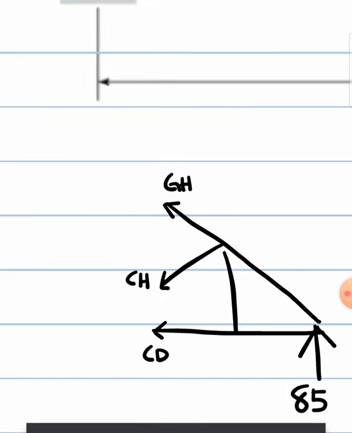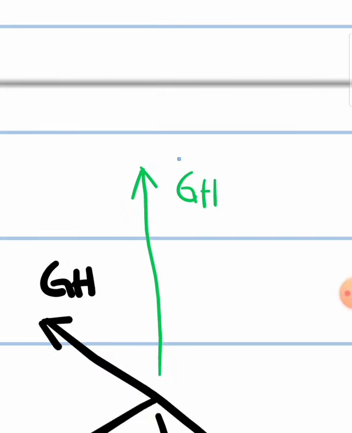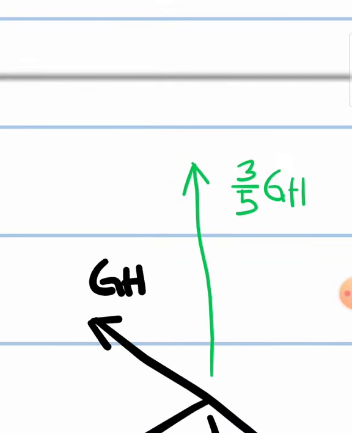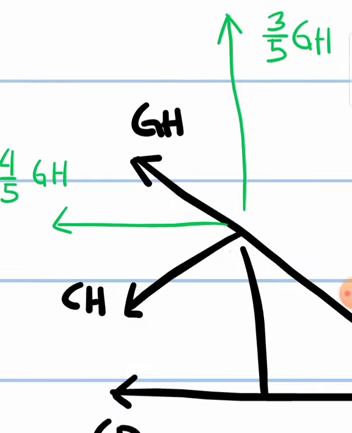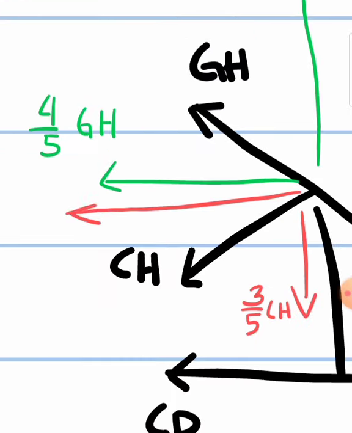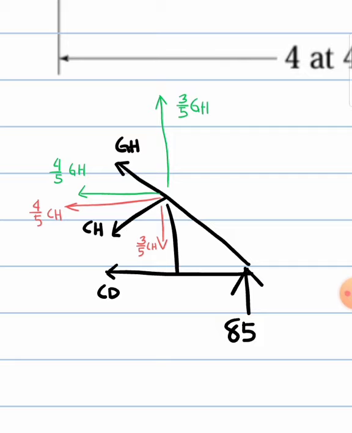So we've just calculated GHV, and we know that that is just 3/5 of GH, and then for its horizontal, it's just 4/5, right? And again, for CH, its vertical is just 3/5 of CH, and then for its horizontal, it's just 4/5 of CH.